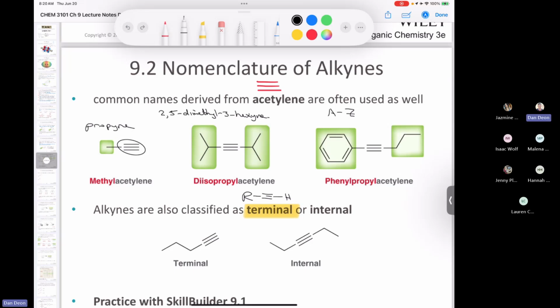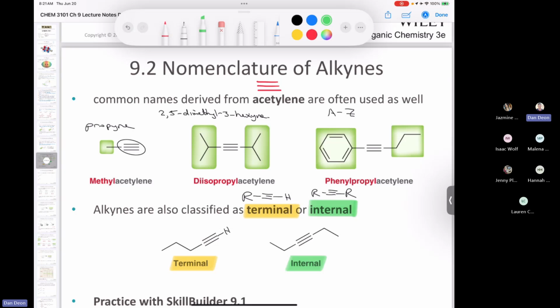I guess I could just pencil in the hydrogen over here. There we go. So that would be an example of a terminal alkyne. And we're actually going to discuss terminal alkynes more than internal alkynes, believe it or not. But an internal alkyne is one where you have R, then your triple bond, then you have another R group. So neither of the carbons in the triple bond has a hydrogen attached directly to it. So again, internal and terminal alkynes. And again, we're going to spend way more time talking about terminal alkynes.